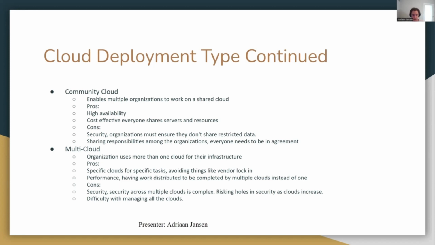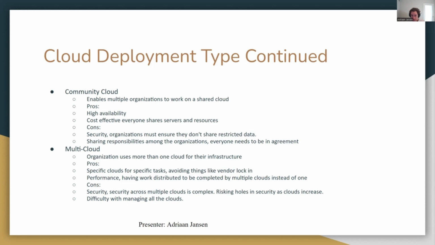Finally, we have the multi-cloud, which is when an organization uses more than one cloud for their infrastructure. The pros of a multi-cloud are that you have specific clouds for specific tasks, and all your tasks are spread amongst these clouds. And this helps avoid things like vendor lock-ins. Performance is better with a multi-cloud because you have your workload distributed amongst multiple clouds, which can help you produce an application or service and put it together much faster.